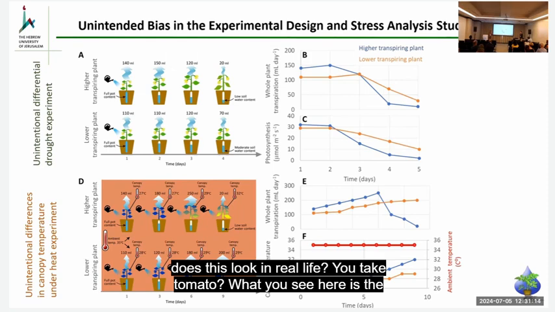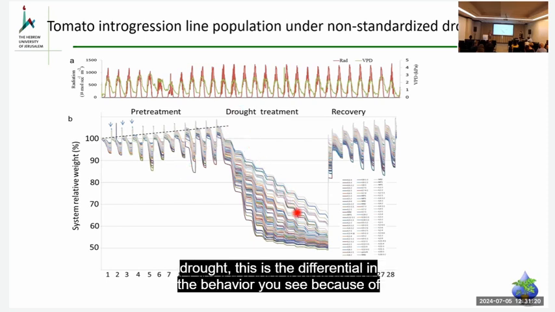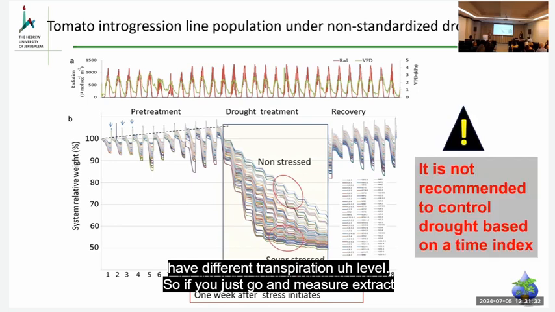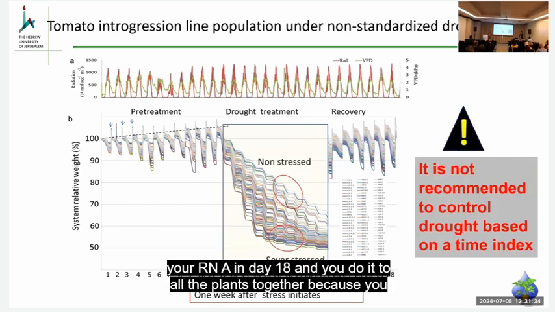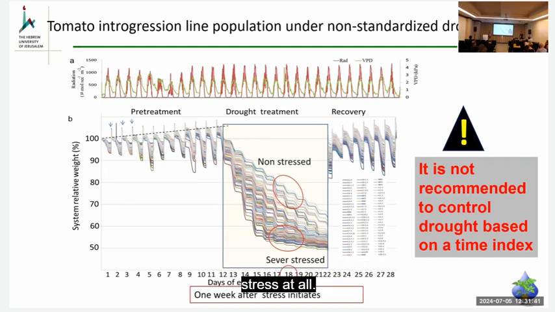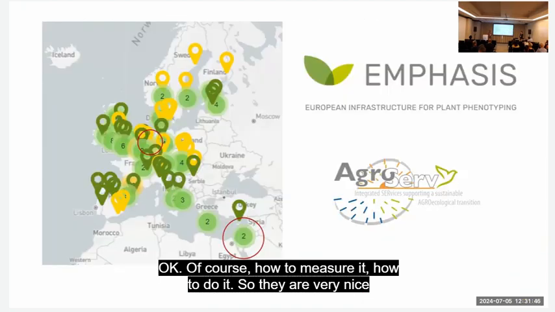How does this look in real life? If you take tomato, what you see here is the population of introgression lines of tomato. If you just expose all of them to drought, this is the differential in behavior you see because of transpiration, only transpiration. These plants are similar in size, and only have different transpiration levels. So if you just go and extract your RNA on day 18, and you do it to all the plants together because you want to keep it very similar, some of the plants will not be exposed to stress at all.